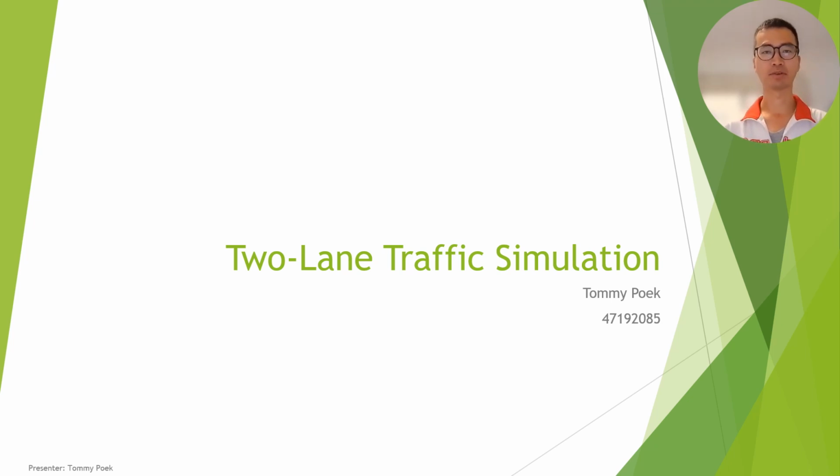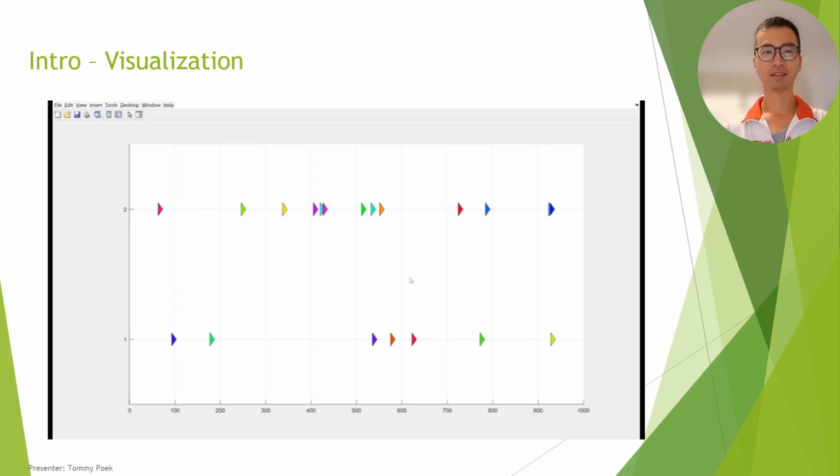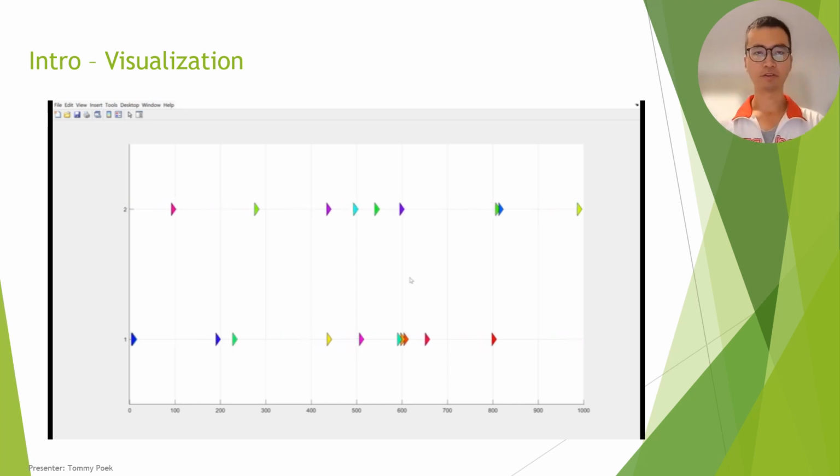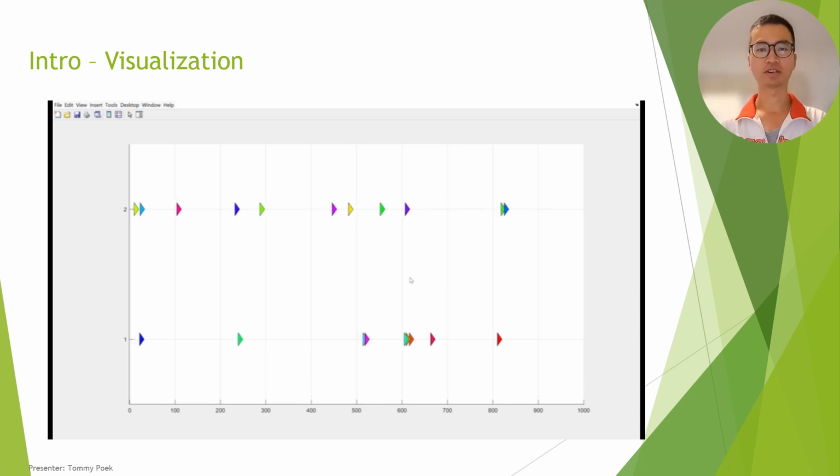It's the second milestone of my project. It's a two-lane traffic simulation. To make this self-contained, this project is about a simulation of traffic. As you can see, let's visualize it. We have all the arrows representing cars, and each car is associated with a unique color, and cars are changing lane.